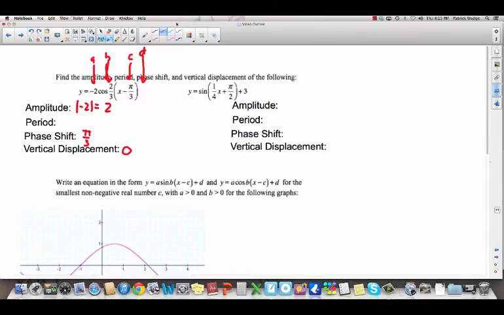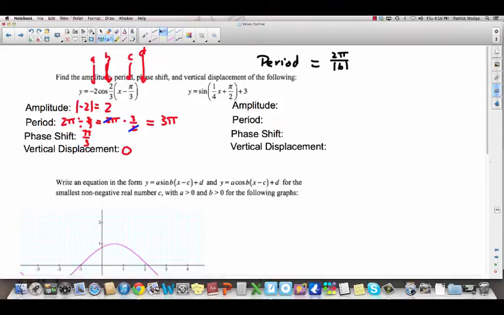Okay, the period. Remember, period, I'll write it up here again because we're going to use it a couple times. Period equals 2 pi divided by the absolute value of b. So if my b value is 2/3, to get the period, I have to go 2 pi divided by 2/3, which is the same as 2 pi times 3/2. Hey, I can cross out these two 2's. I'm left with an answer of 3 pi. That is my period right there.